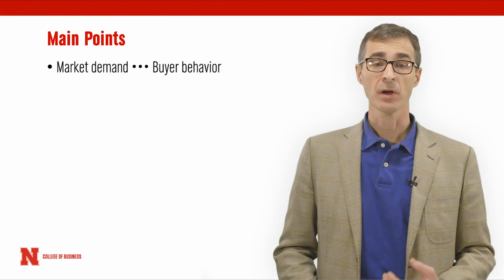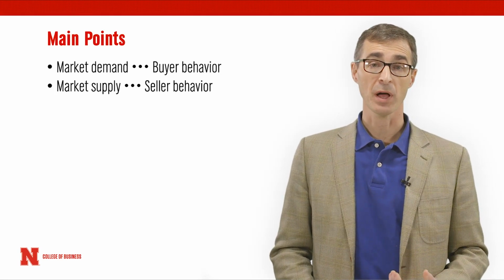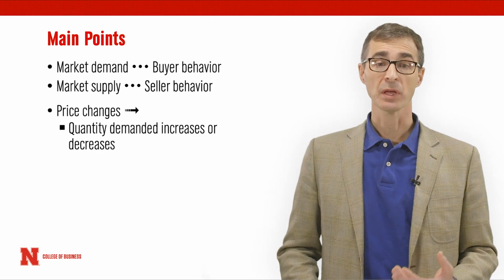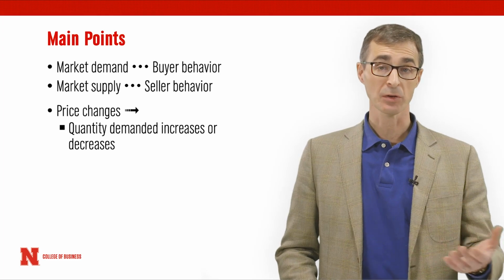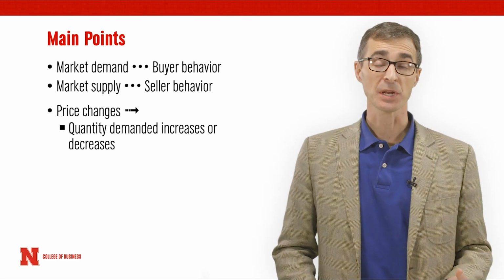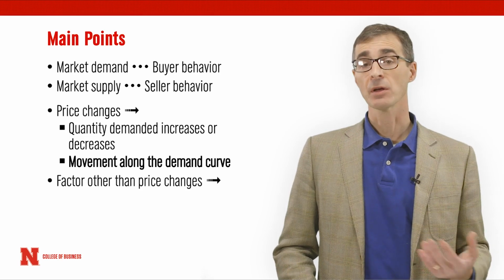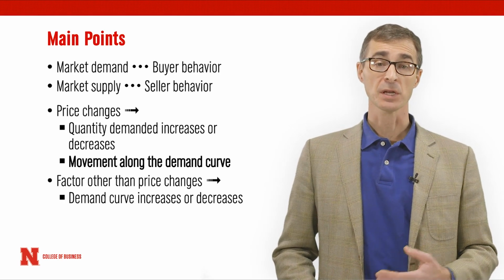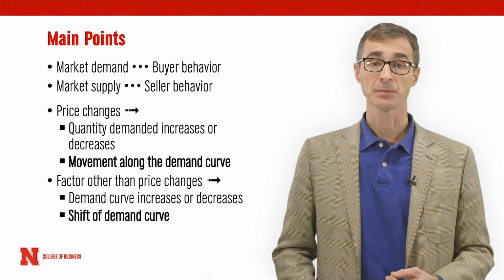The main points here are that market demand describes buyer behavior and market supply describes seller behavior. If a price changes, then we illustrate this as a change in the quantity demanded, an increase or decrease, which is represented by a movement along the demand curve. If any factor other than the price changes, we represent that with a shift of the demand curve, either to the right or to the left.